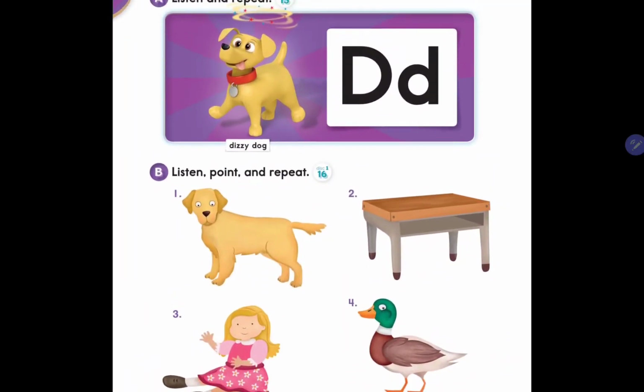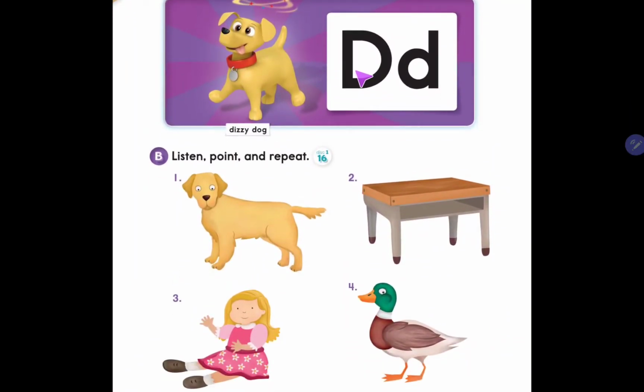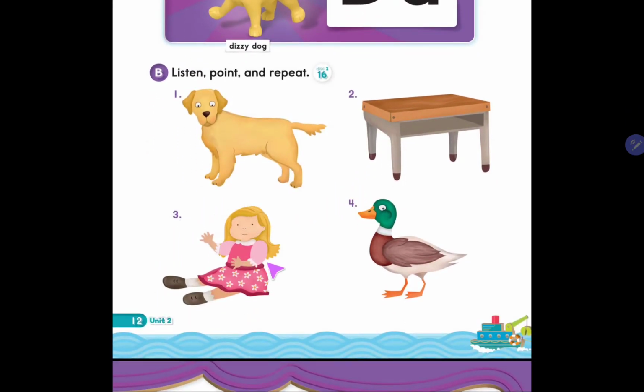Let's have a look at the letter D. This is the letter D. The sound for D is D. What is this? It's a dog. D, D, dog. What is this? It's a desk. D, D, desk. What is this? It's a doll. D, D, doll.